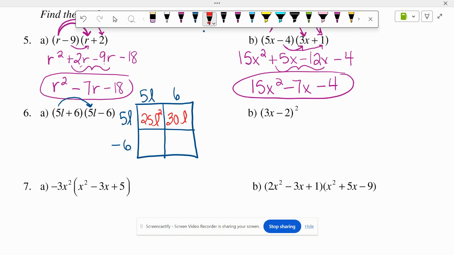Cameron, negative 6 times 5L. And Cameron, negative 6 times positive 6. What happens to my negative 30L and my positive 30L, Cameron? They cancel out. So what do I have left, Bailey? Did you say you don't know? Pardon me? What do you have left?